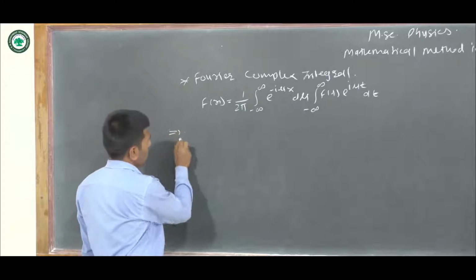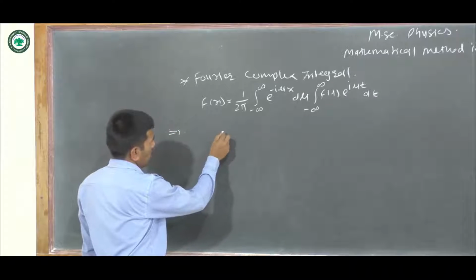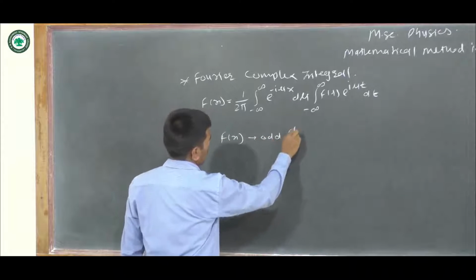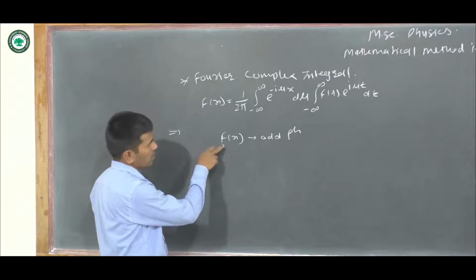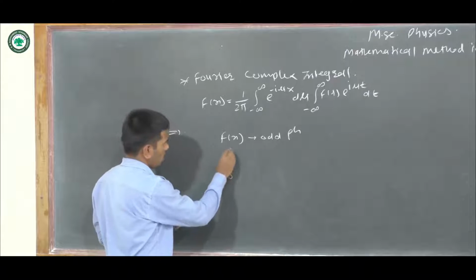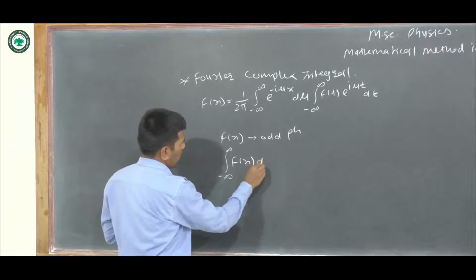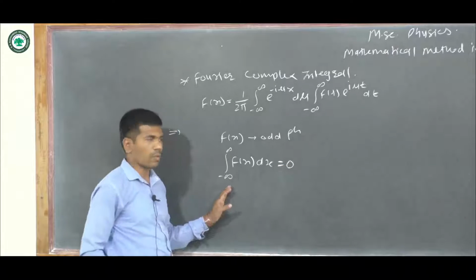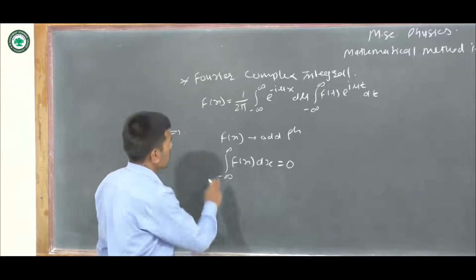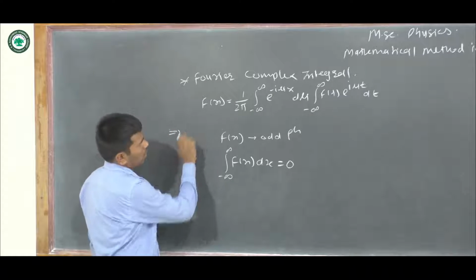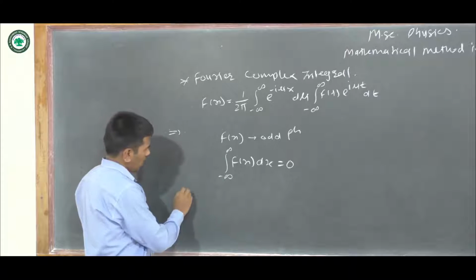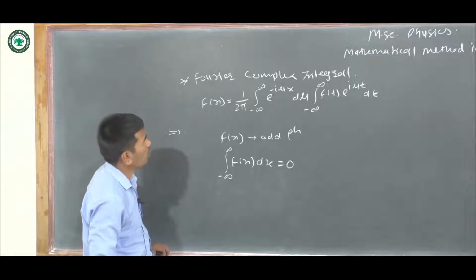Before that, if we consider f(x) to be an odd function, and if we take the integration of this f(x) over the limit minus to plus infinity, then the integral is equal to 0, if f(x) is an odd function. We are going to use this condition in solving these expressions. And another equation is the Fourier integral formula.